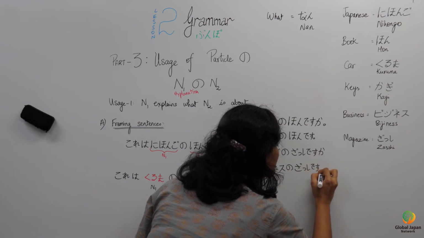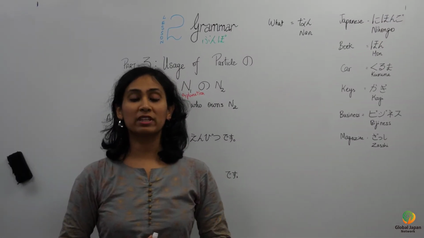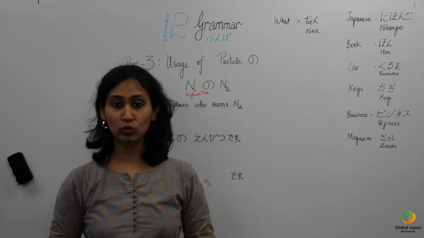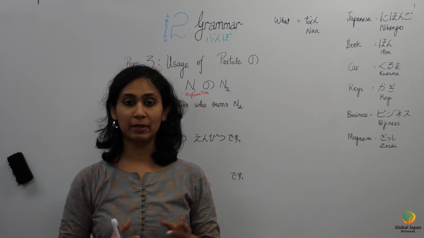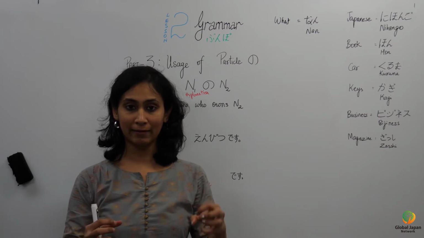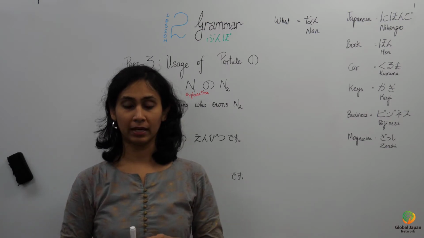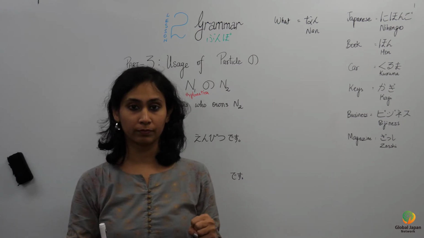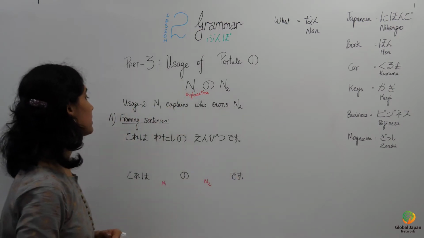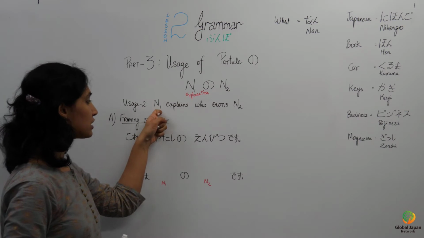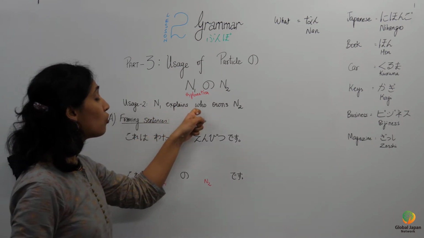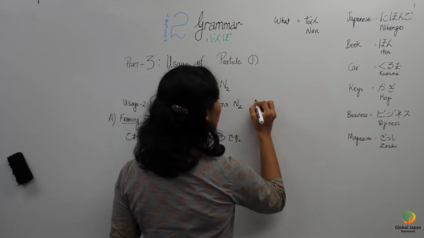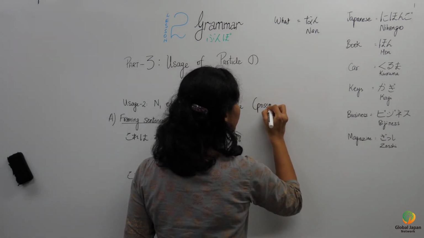Zashi desu. Learning about the second usage of no particle. As I told you, no is going to be placed between two nouns, N1 and N2. N1 is going to give some information about N2. And let's see what is that information in this case. N1 is going to explain who owns N2. In this we are going to talk about possession.